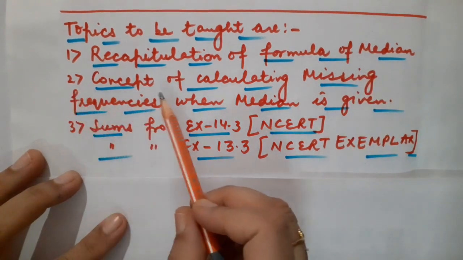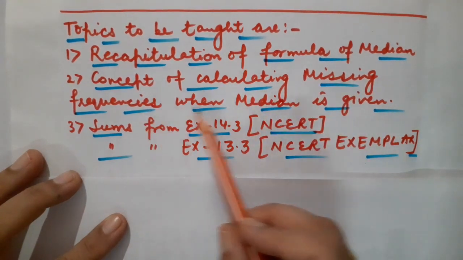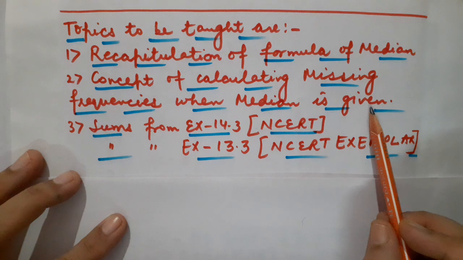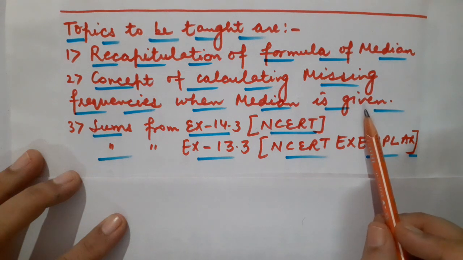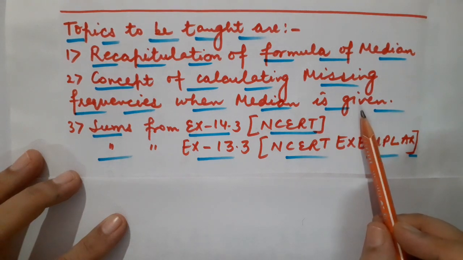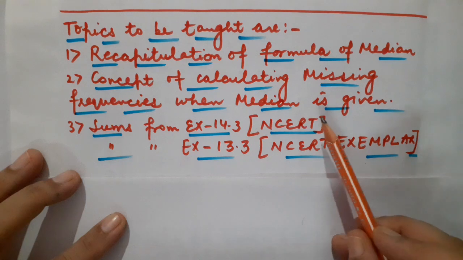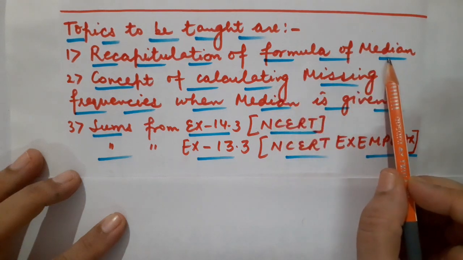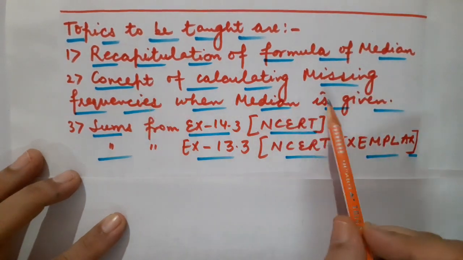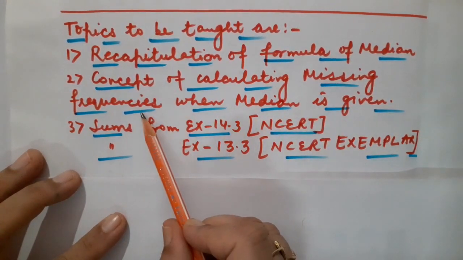After that, I will make you understand the concept of calculating missing frequencies when median is given. Till now, we had class intervals and frequencies given. We were just going to convert the data into a less than frequency distribution table, that is, a cumulative less than frequency distribution table, and ultimately calculate the median. But now, children, we will have the median given and we are going to calculate the missing frequencies.